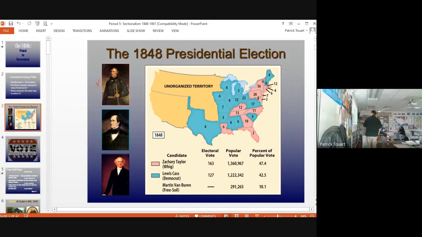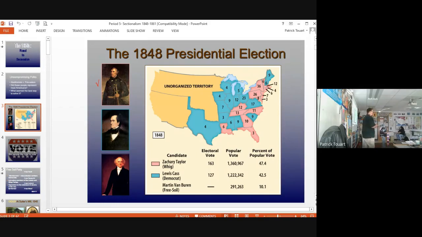You can see, no electoral votes. But again, we see that the National Party comes down to, by the way, this is an election which basically is because Taylor's a war hero. Taylor had never voted before, ever. All right, he didn't know anything about politics, right? So he was kind of like an X factor. You guys know what I mean by that? It's a variable.